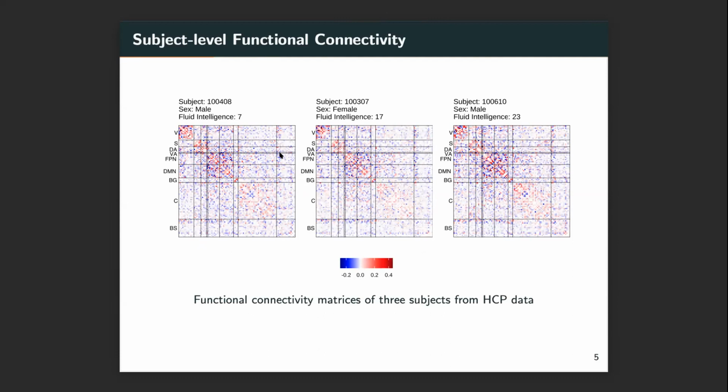These are the functional connectivity matrices of three of the subjects. The first one is male, the third one is male, and we have the fluid intelligence for all three increasing here. They all look relatively similar because they're all human brains, but there are subject-specific differences. So the idea here is, how can we use these subject-specific differences to model these responses? Can we do so in such a way that respects the network structure? And what kind of assumptions can we put on such a model?